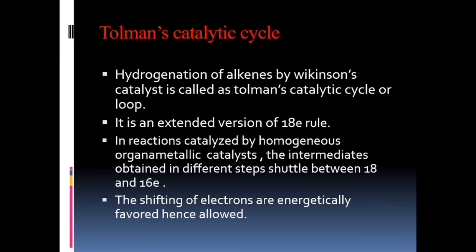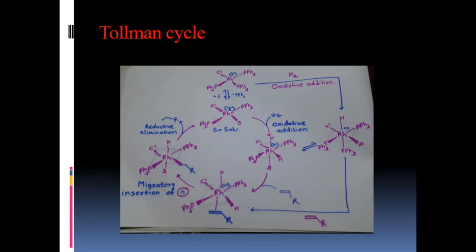Now, the Tolman catalytic cycle. Hydrogenation of alkene by Wilkinson's catalyst is called the Tolman catalytic cycle or loop. It is an extended version of the 18 electron rule. In a reaction catalyzed by a homogeneous organometallic catalyst, the intermediates obtained in different steps settle between 18 and 16 electrons. The shifting of electrons is energetically favored, hence allowed.